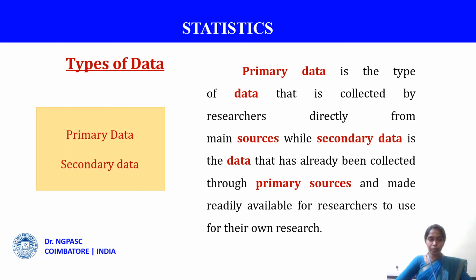What are the types of data? There are two types of data: primary data and secondary data. The first one, primary data, is the data that is collected directly from the main sources, while secondary data has already been collected through the primary sources and made readily available for researchers to use for their own research. For example, if I need information regarding the number of hostellers and day scholars in a particular class, for example in second BCom.